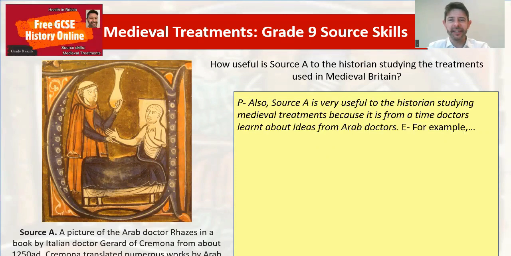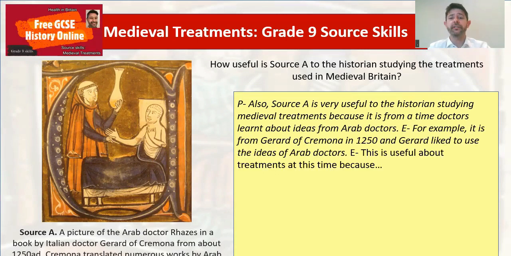All right, so here's my idea then. So source A is very useful to historians studying medieval treatment because it's from the time doctors learned about the ideas from Arab doctors. So they're reliant on these Arab doctors. So I'm going to, for example, then I need to give some provenance evidence. So again, you can pause and give some provenance evidence.